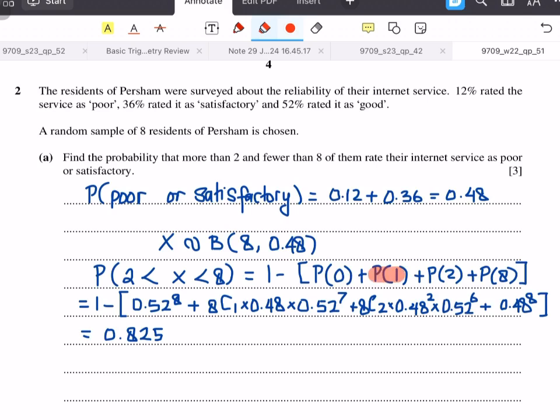And then probability X equals 1 is 8 choose 1 times 0.48 times 0.52 to the power of 7. We use the same formula for probability X equals 2 and probability X equals 8. And the final answer will be 0.825.